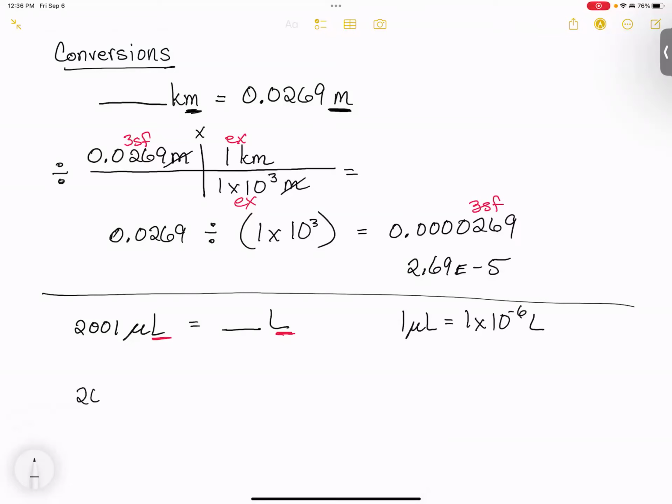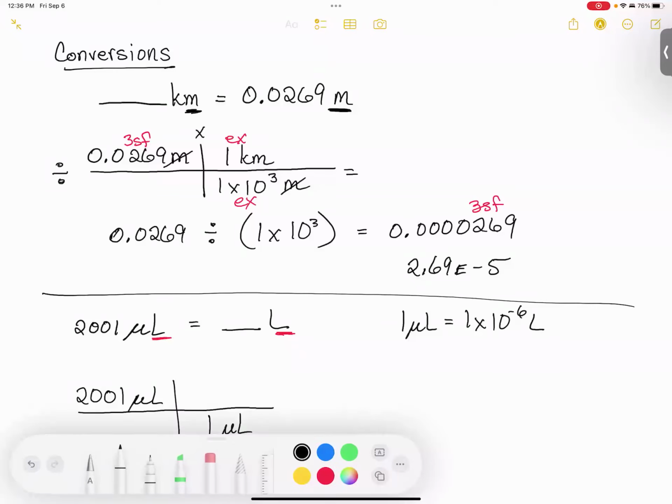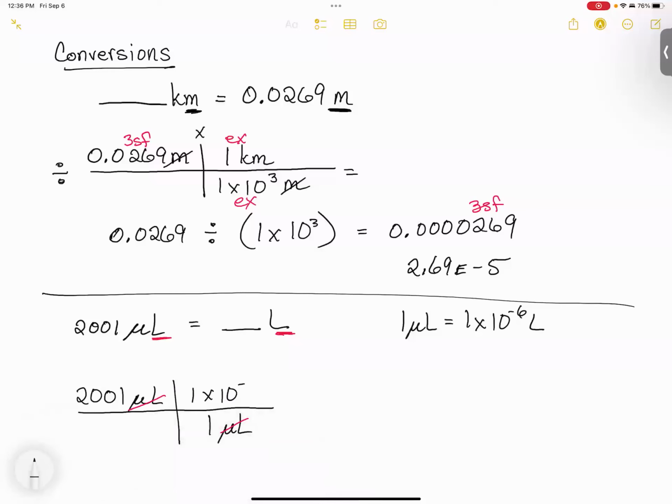You always begin the calculation with what you were given. So 2001 microliters. Your denominator is going to be the thing that has the microliters, because you want your units to cancel, leaving the other half of the equality to go into the numerator.